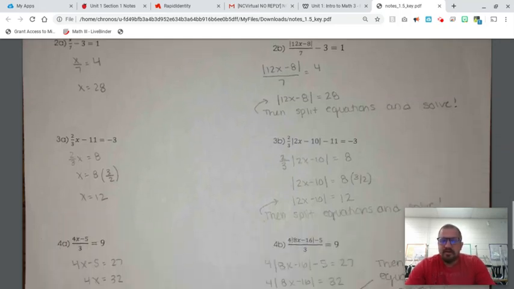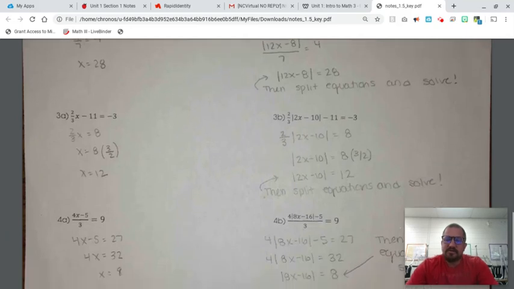Number 3, we would add 11 here. So you get 2/3 times the absolute value of 2x minus 10 is equal to 8. And then we would multiply by the opposite of 2/3, which is 3/2. And so that gives us the absolute value by itself: the absolute value of 2x minus 10 is equal to 12. We would then split that up and get our two answers.